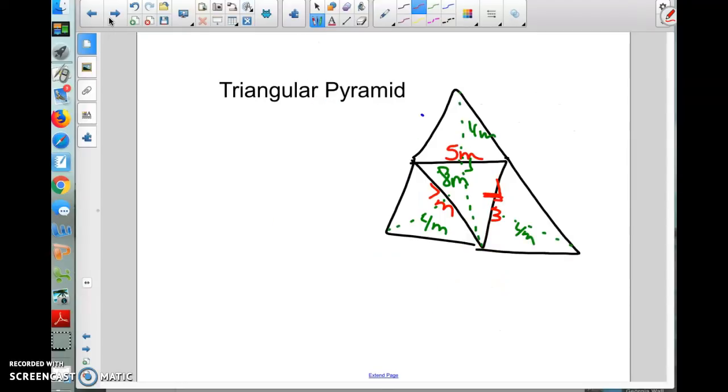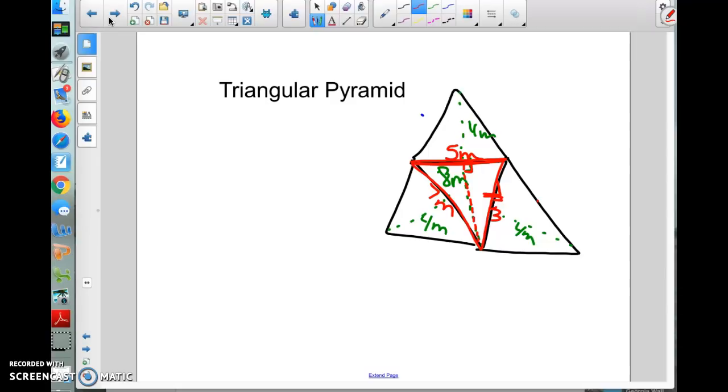All right, let's do a triangular pyramid. Here we have 4 triangles. I know it's a triangular pyramid because the base would be in the middle and it's a triangle. And the pyramids have to have triangles on the side. So we have 4 triangles here. Okay, that middle triangle, you have to look at the base. The base makes a 90-degree angle to the height.